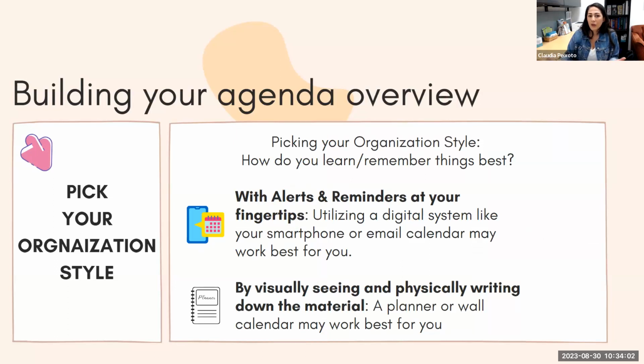So picking your style, is it that you really like to have it at your fingertips and you need alerts and things to remind you? Then you would want to use your smartphone and your computer calendar. But if you're more of a visual person and it would help you to write things down, then using a paper planner, a wall calendar planner, something like that would be most effective for you.